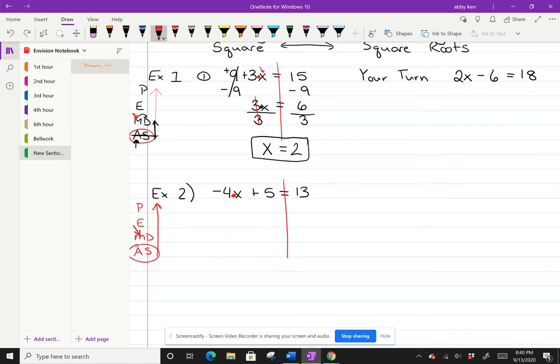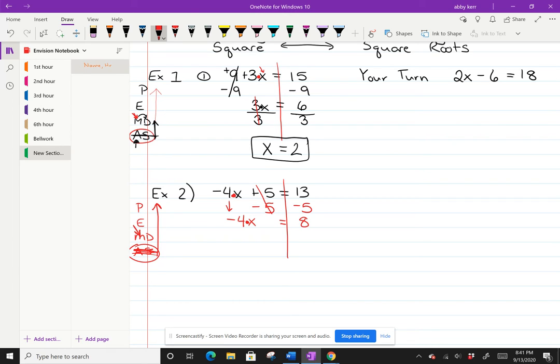Now the opposite of adding 5 is minusing 5. +5, take away 5, goes away. So I'm just left with a -4x equals 13 minus 5 is 8. There is no more adding or subtracting because now I just have multiplying. So I'm done with the first level.